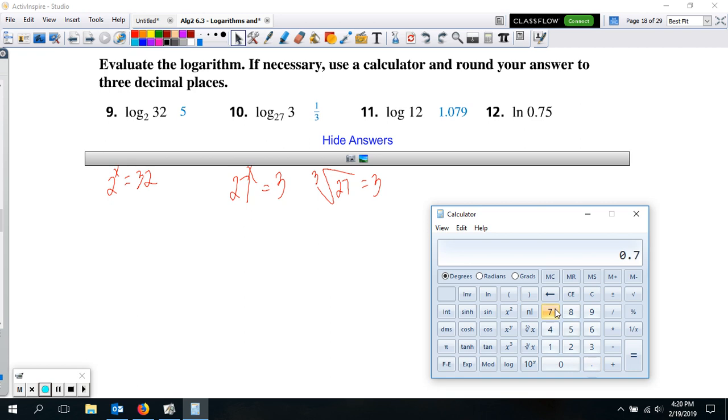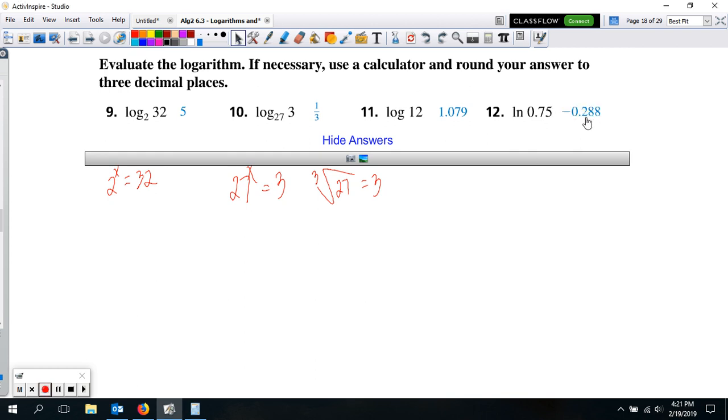I'm going to put 0.75 in first, hit ln button, and that will give me my answer, negative 0.2876, so maybe negative 0.288. Let's see what it says here. Yeah, negative 0.288. That's what's going to give us that.